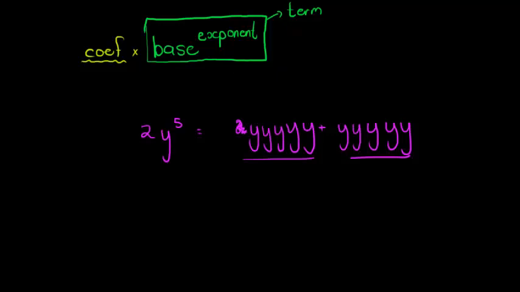In the next video we'll look at how we can multiply 2 terms with each other, or actually what we're going to call it is monomials. If I multiply 2 monomials with each other, a monomial is simply a single term. Let's look at that in the next video.